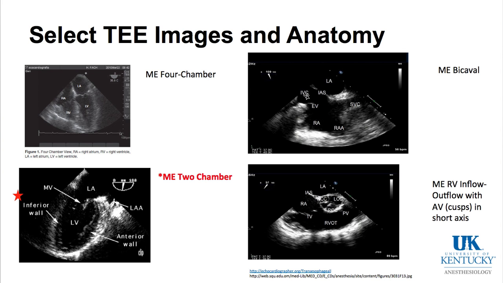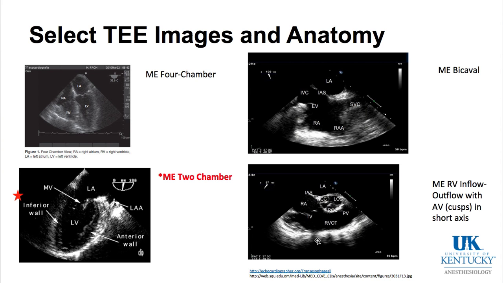This is an excellent view when placing a pulmonary artery or CVP catheter or wire in the internal jugular down the SVC. You can see the wire coming into the atria or the catheter coming into the atria. And also looking for patent foramen ovale.